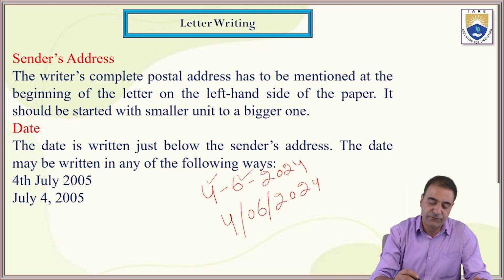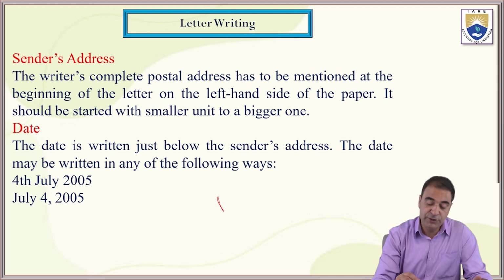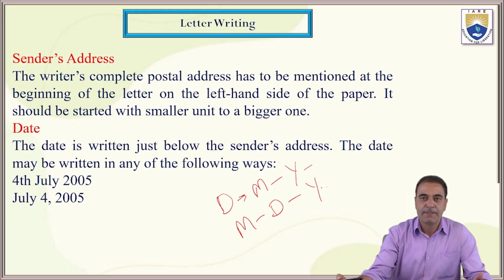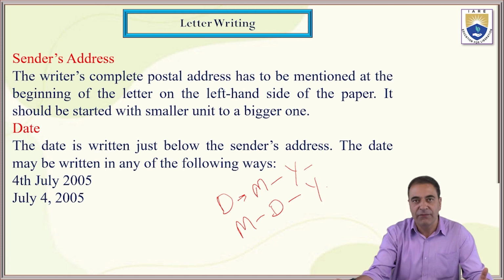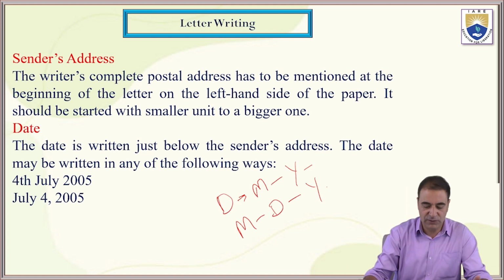And one more thing: if you're in England, they follow this format. They write the day, followed by the month, and then the year. And if you are in America, we write the month, followed by the date, and then the year. Now, to avoid this confusion, whether it's a day or a month, it's better to write the name of the month, like 4th of July 2024. That's all about the date.